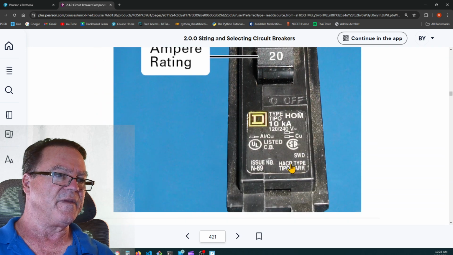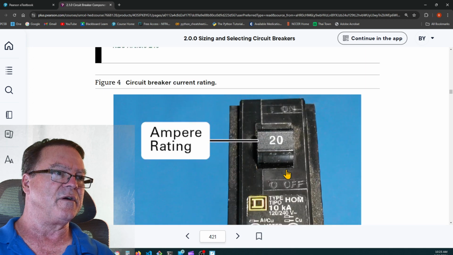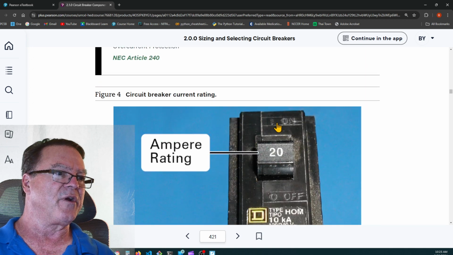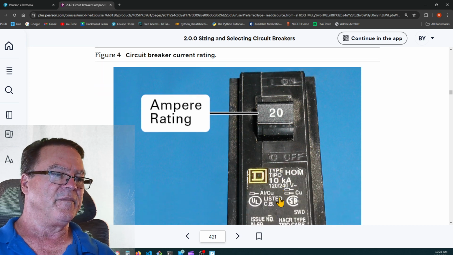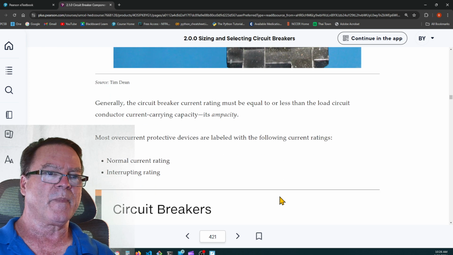HACR type. That's the call out letters, HACR. So it's a 20 amp circuit breaker, and look, they have on and off clearly marked on the circuit breaker, on, off, and here's a 1 and a 0 for any people in the binary system.